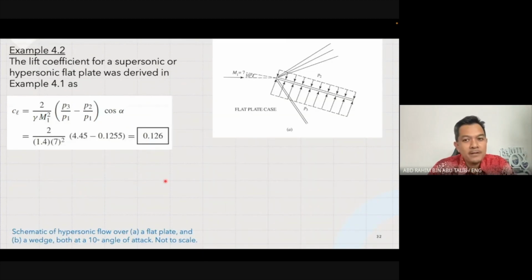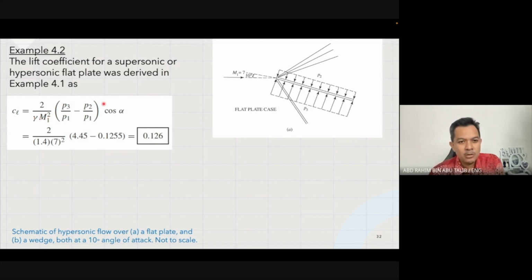And what happened? To obtain the lift coefficient for a supersonic or hypersonic flat plate, which was derived in example 4.1, we had this expression before. We just need to put inside the numbers. We know already P3 over P1, we know already P2 over P1, and the corresponding value of gamma and Mach number.